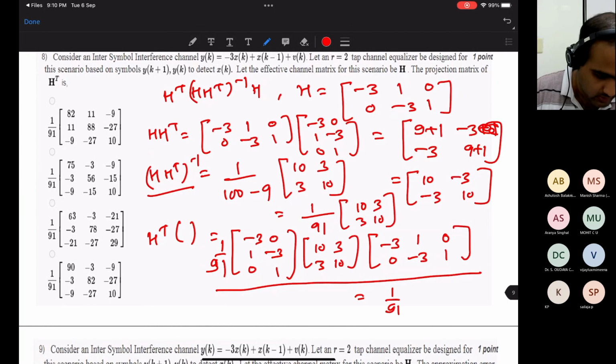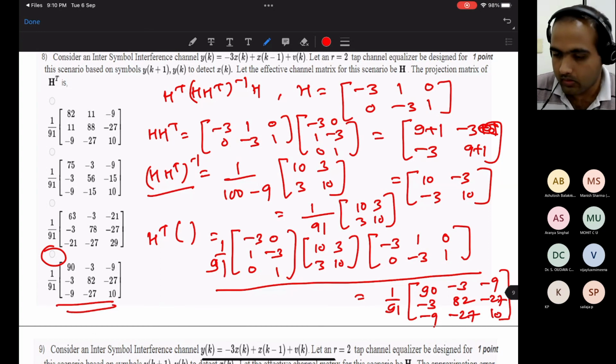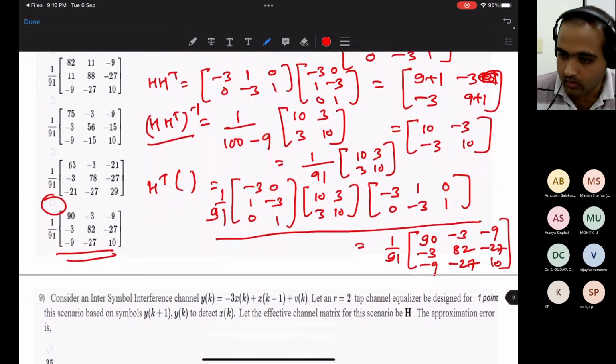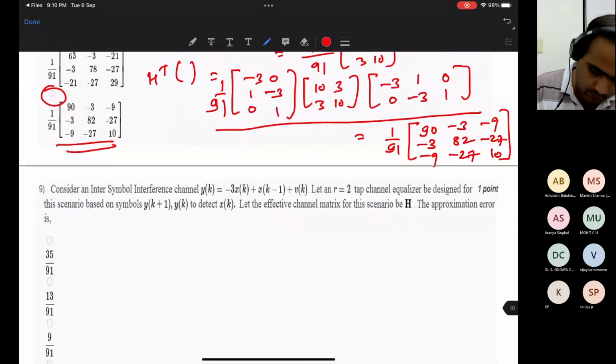So you will be getting 1 by 91, 90, -3, -9, -3, 82, -27, -9, -27, 10. Right. So this is option D. You can just do it. It's a straightforward matrix multiplication. Any questions? Okay.